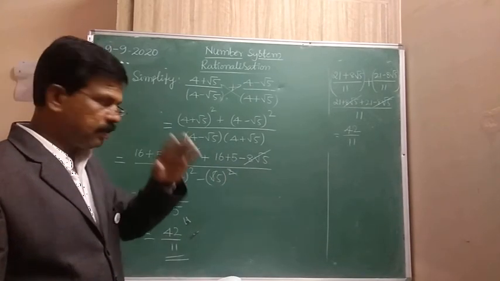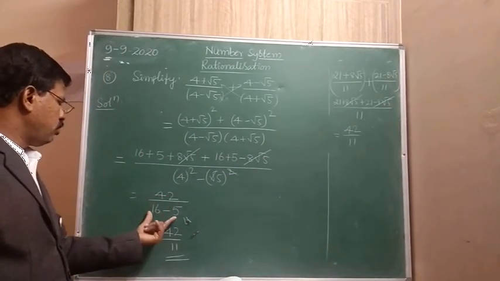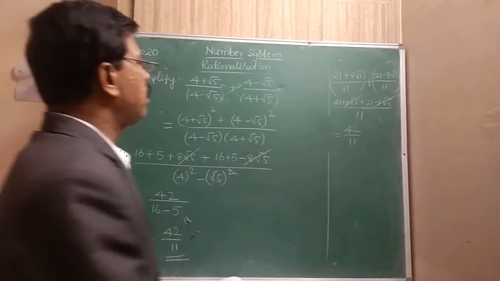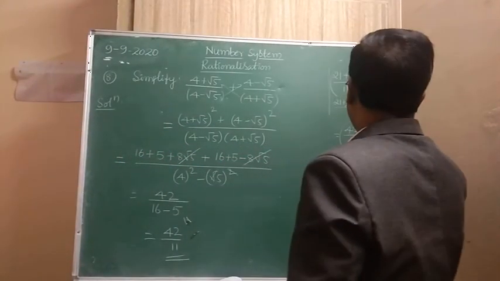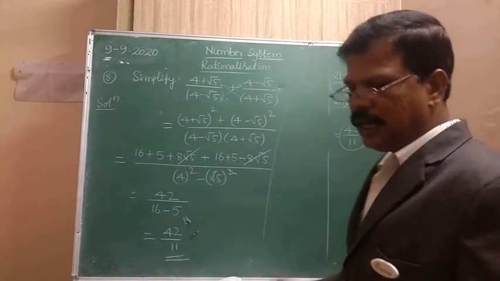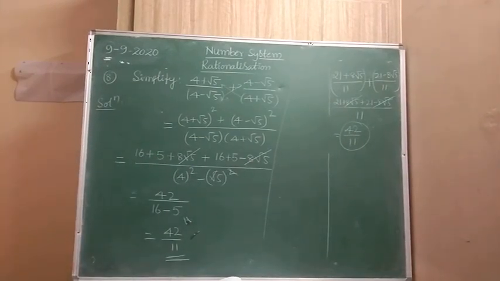So keep this in your mind, and when you simplify this, you will get 42 by 16 minus 5, which is 42 by 11. Here also you got 42 by 11. So this is a short cut and this is a lengthy step. Clear? Understood? Okay.